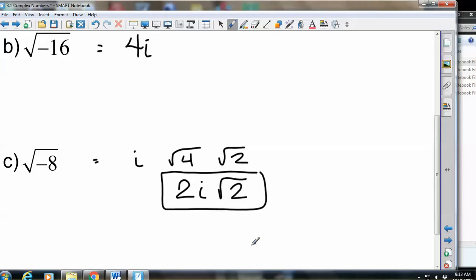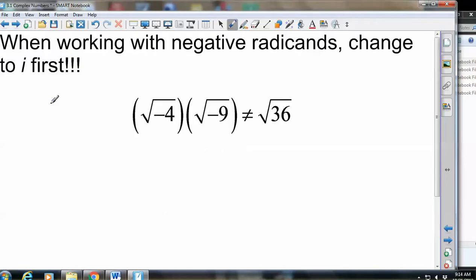Let's talk about multiplying. If you are going to multiply radicals involving negative numbers, you have to start by pulling out the i. For instance, if I gave you the square root of negative 4 times the square root of negative 9, it's really easy. We know if they're both under a square root, you can just multiply them. But if you just jumped right into multiplying, negative 4 times negative 9 is 36. You get the square root of 36, which is just 6. That is the wrong answer here.